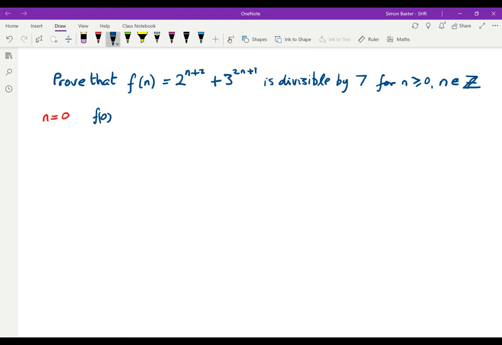f(0) is 2 to the 0 plus 2, which is 2 squared, plus 3 to the 1, that is 7, and that is quite clearly divisible by 7. And so f(0) is divisible by 7.